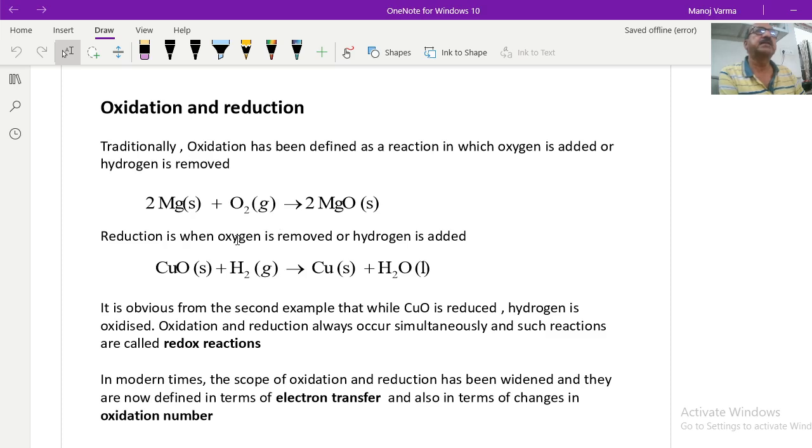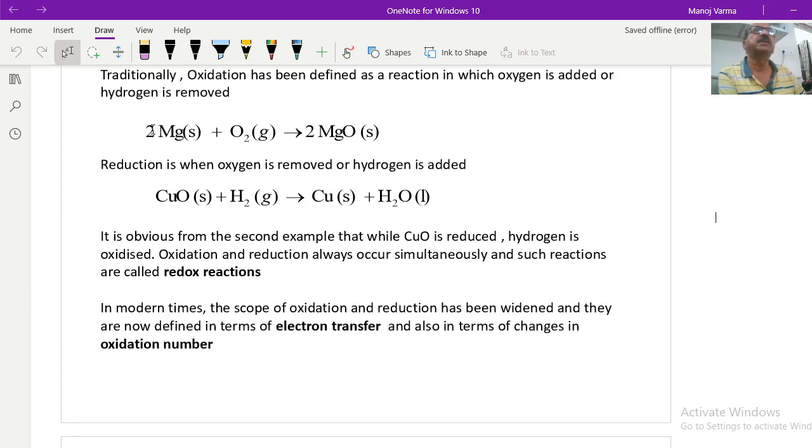Now let's look at the other example. Look at the second example. In the second example, copper oxide solid is reacting with hydrogen gas and giving copper solid and water liquid. Now let's observe what is happening in this reaction. You would observe here that when you consider the change from copper oxide to copper, in this particular way, you can find that oxygen has been removed.